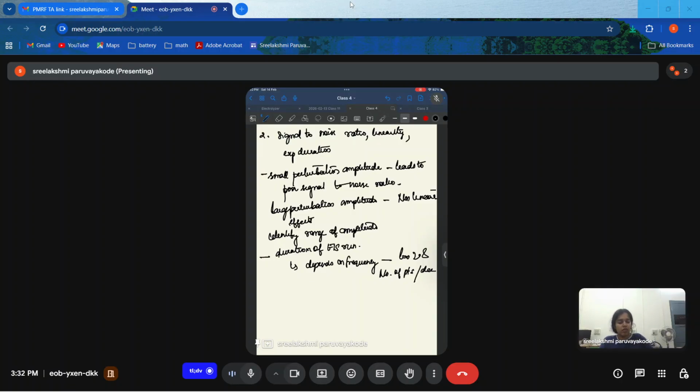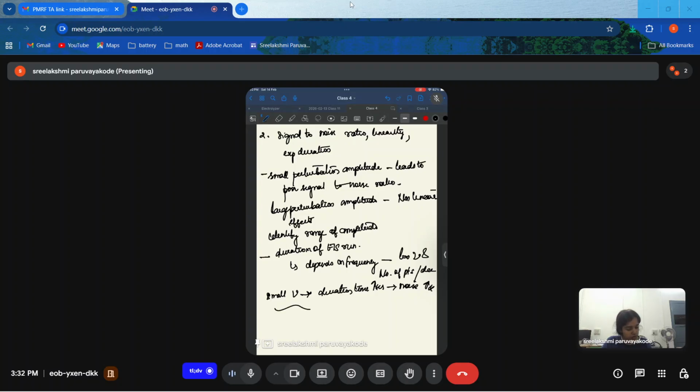So high frequency gives more information about the double layer structure, and low frequency gives more information about the kinetics and mass transfer. We have already seen the signal to noise ratio, linearity, and non-linearity, because of the amplitude and the long duration. At small frequency, the duration time increases. Noise can also increase because of that. Noise level is high at low frequency.